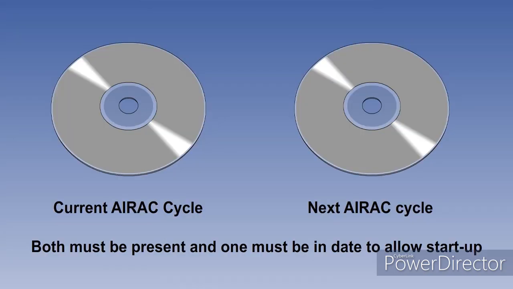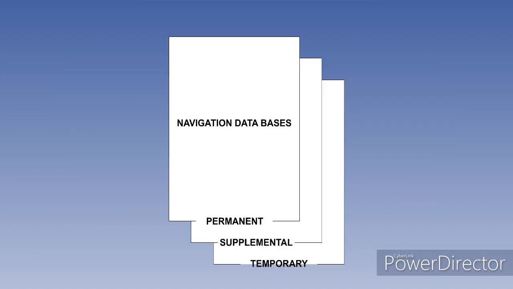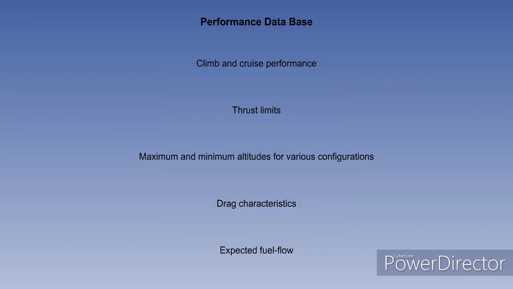The navigation database consists of 2 AIRAC cycles. Unless at least one is current, the system will not function. The pilots cannot alter the permanent nav database. However, they can enter information into the supplemental and temporary memories. The performance database consists of climb, cruise and descent speeds, power setting and fuel flows.